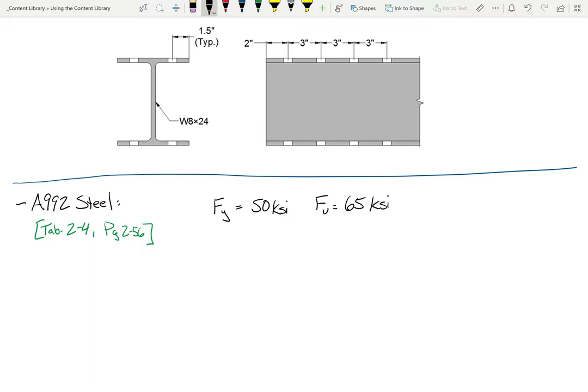Now, the other thing that we've been told is that this is a W8 by 24. A W8 by 24 has some dimensional properties, so let's find those. That's going to be in table 1-1. First off, let's find the W8 by 24. Can somebody tell me what page that's on? 1-28. Okay, it's at the bottom. There we go. By golly gosh, page 1-28, and it is the third from the bottom.